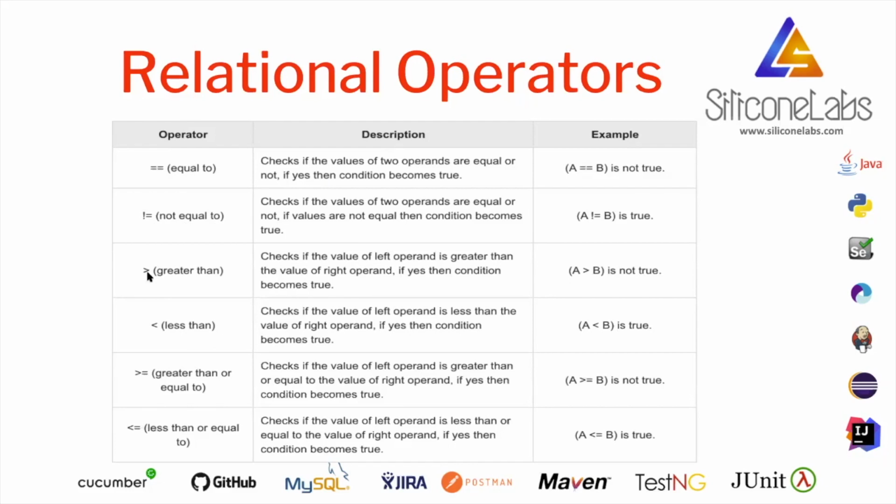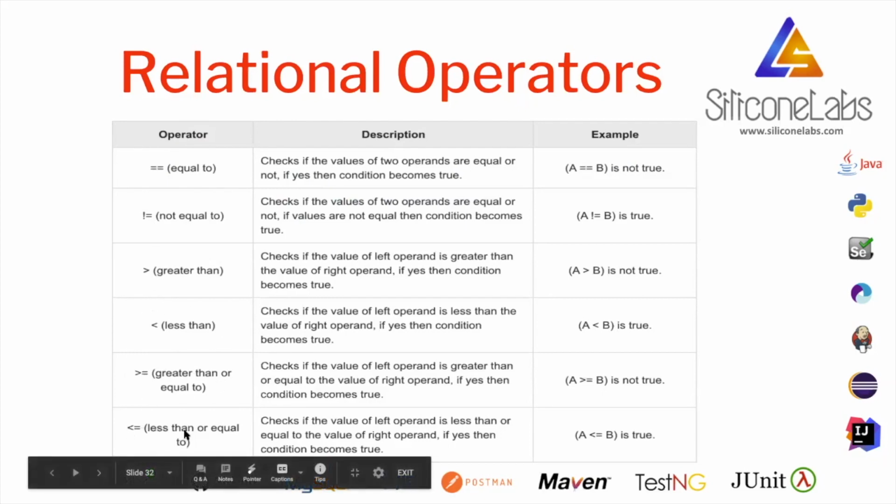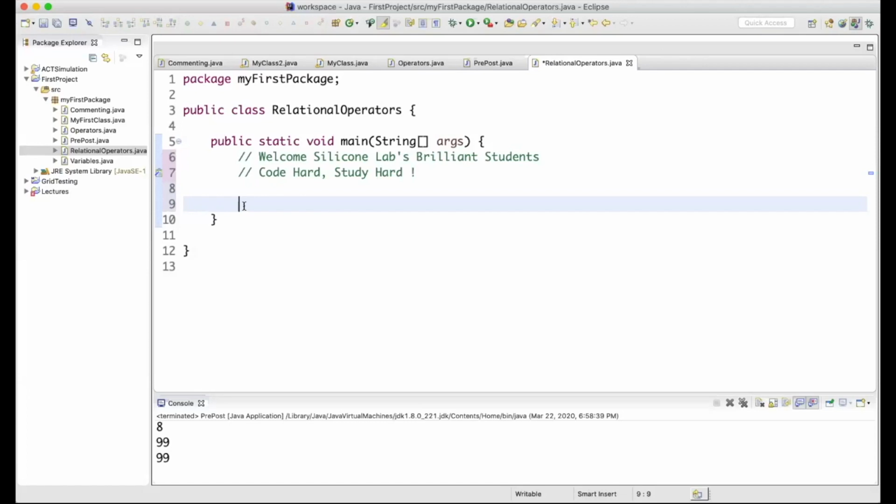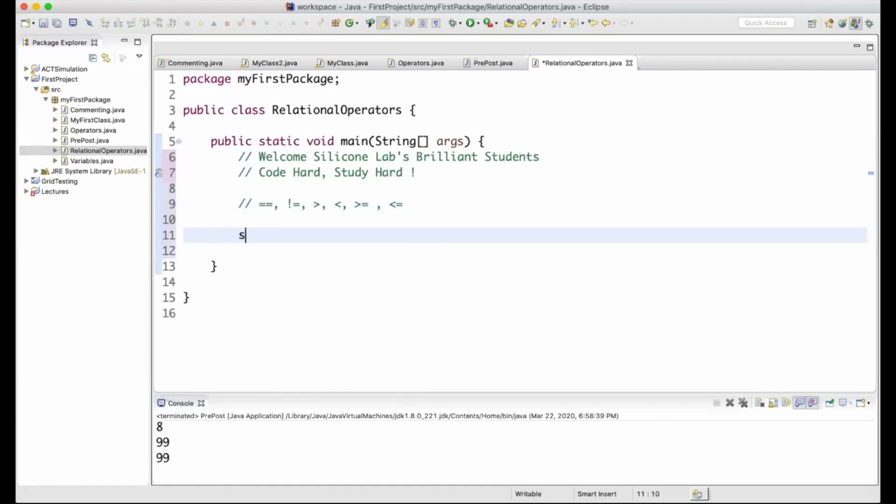We have the greater sign. This greater sign checks if the left side is greater than the right side. If this is true, this expression gives me a true value. And we have less than, greater than or equal to, and less than or equal to. So let's get back to our Eclipse and make some examples. First of all, I would like to write down all the relational operators in here. Let's make some examples. System out println.